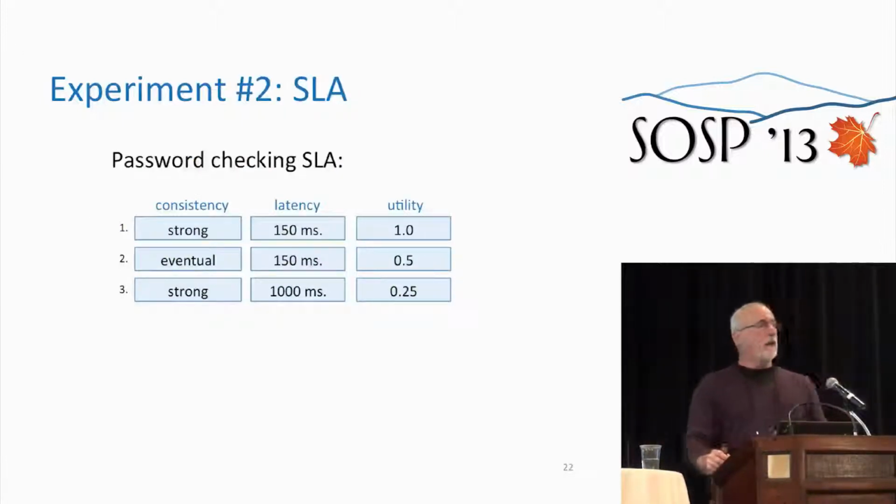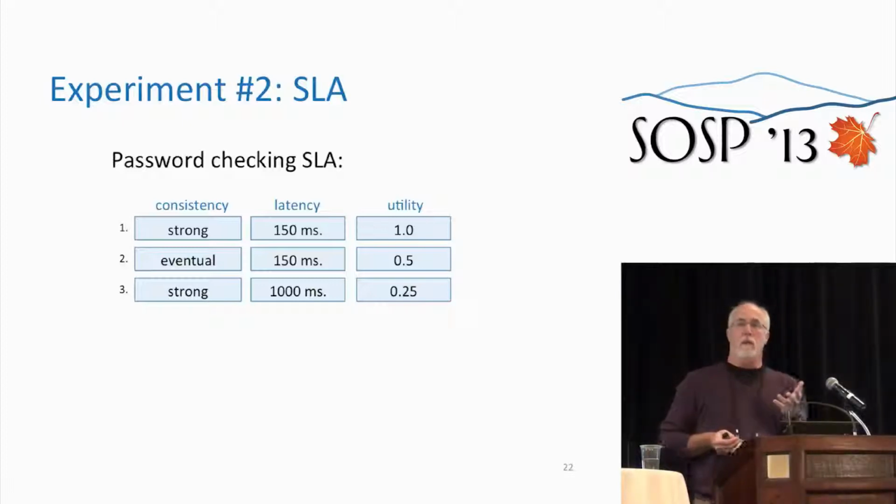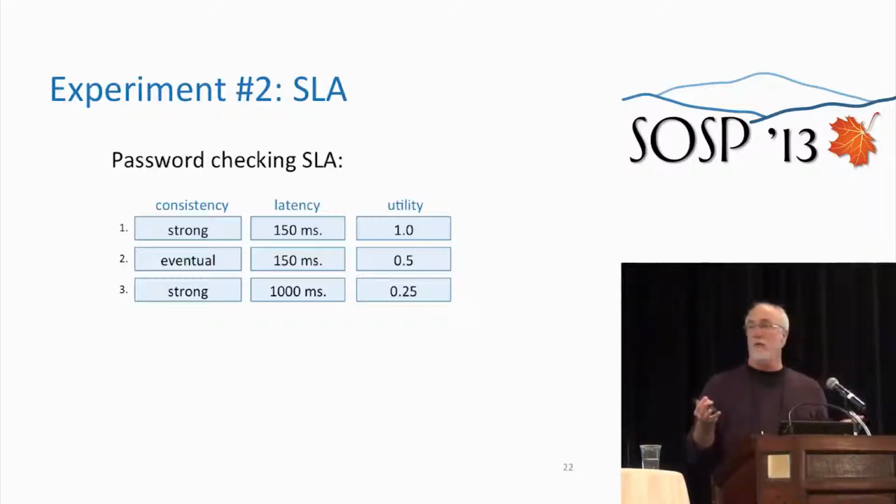This SLA is interesting because it varies the consistency and it also varies the latency. It says, if you can give me strong consistency or eventual consistency, if you can give me a quick answer. If you can't get me the data quickly, then I'm willing to wait, and if I have to wait, I want a strongly consistent answer. Okay, it doesn't make any sense to wait for a weaker consistency answer. This SLA is motivated by an application we describe in the paper for password checking, but we also talk about other applications that would use a similar SLA.